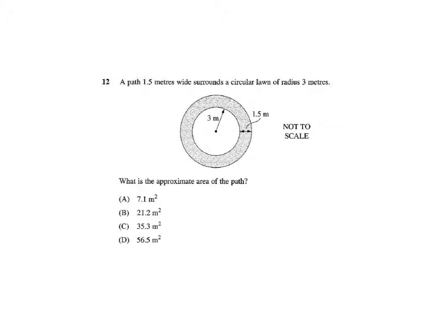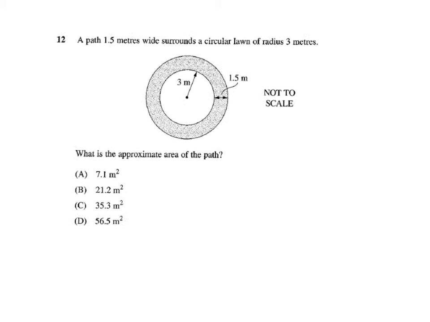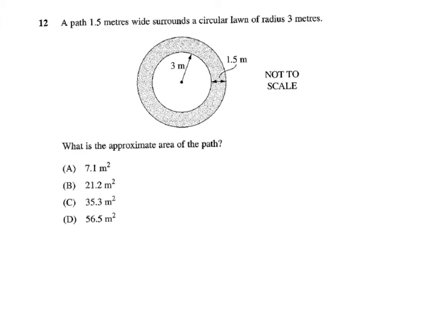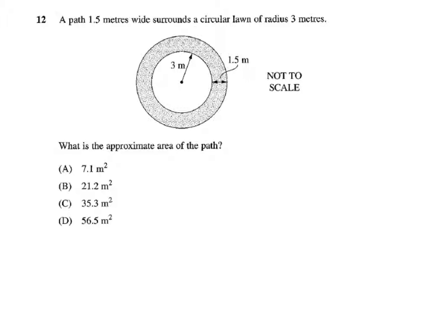Hey guys, we're going to start looking at the 2014 HSC and the ways in which it relates to area and volume. So this was the first question that involved area and volume from the HSC, and it was a pretty standard problem dealing with annuluses. So it's a path 1.5 meters wide that surrounds a circular lawn of radius 3 meters.